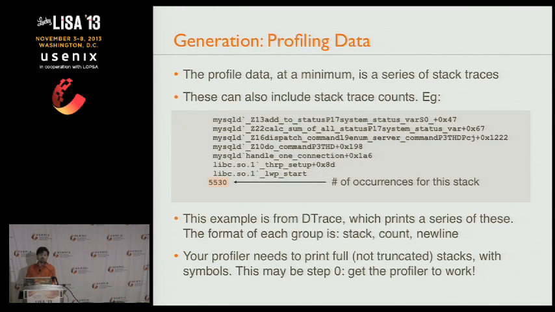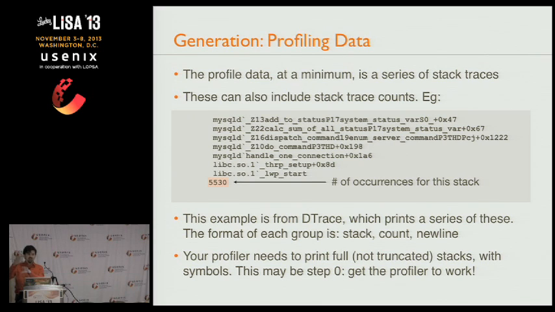The profile data at a minimum is a series of stack traces. It may also include stack trace counts. And so the dtrace output will already do in-kernel aggregations and say, this unique stack trace appeared 5,000 times, this unique stack trace appeared 10,000 times. Great, because that cuts down the amount of data that the kernel is spitting to user land. Your profiler needs to print full, not truncated stacks for this to work. And you really want symbols. You don't want this to be a list of hexadecimal numbers. And that may be step 0: get the profiler to work in the first place.